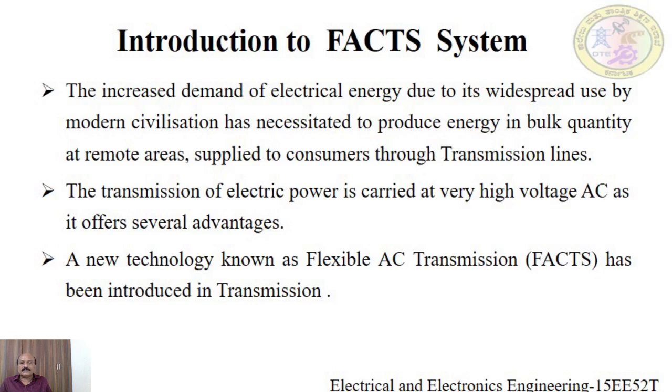Once we have raised this to a larger value, then it will be transmitted over long transmission lines to the load centers. There once again it will be converted to different levels and distributed. This transmission system may be called as high voltage AC transmission system. The main reason behind the high voltage transmission system is it has got a large number of advantages.